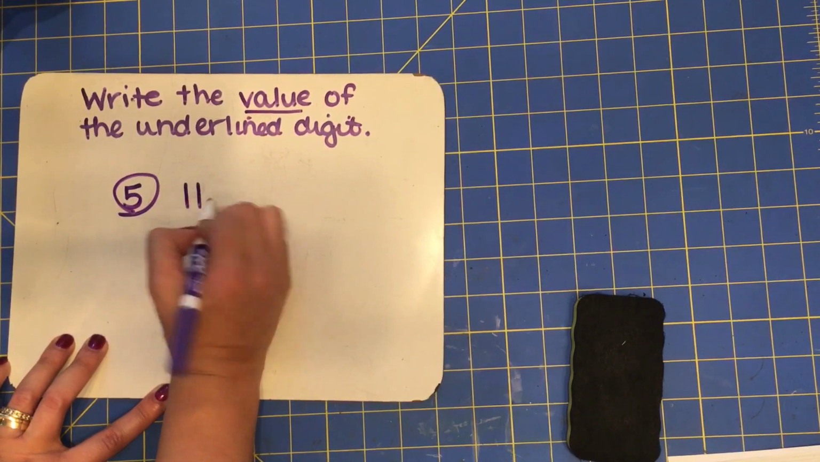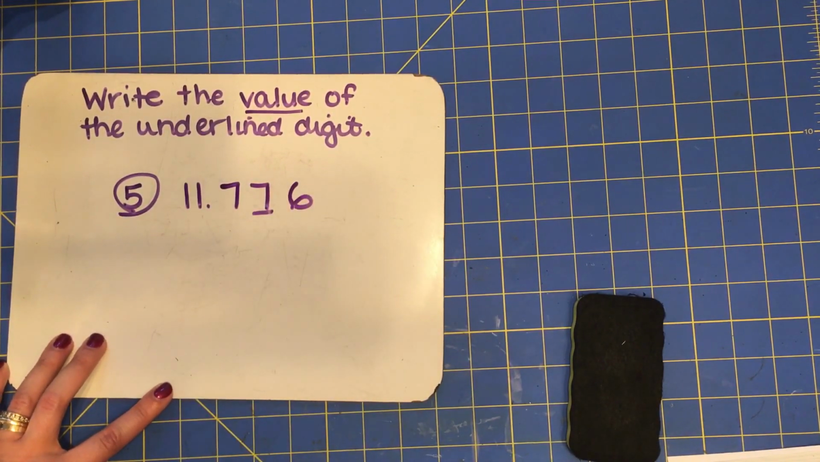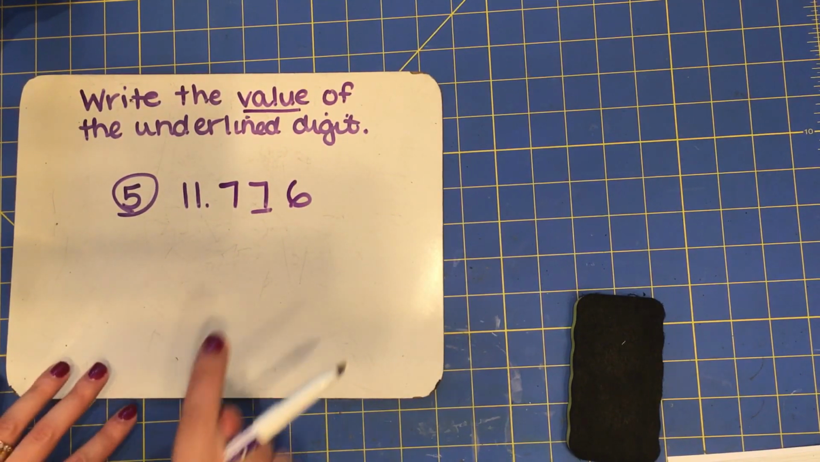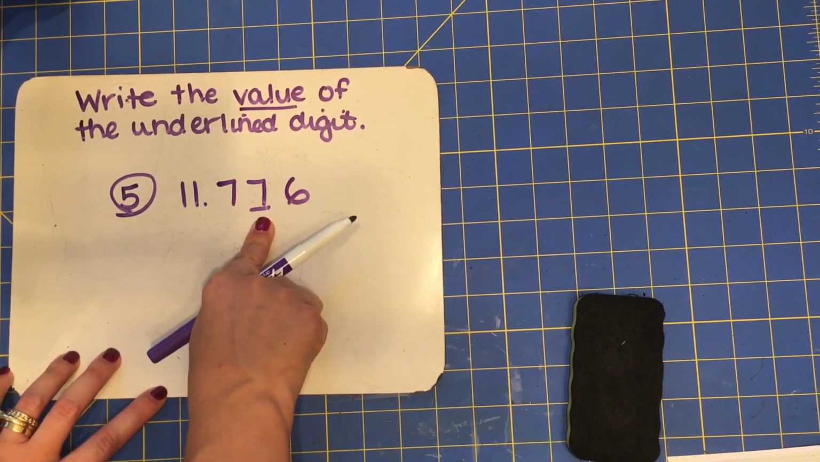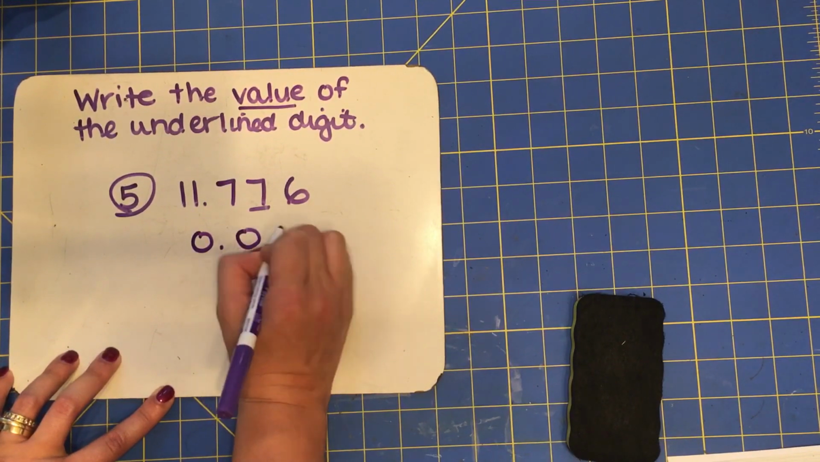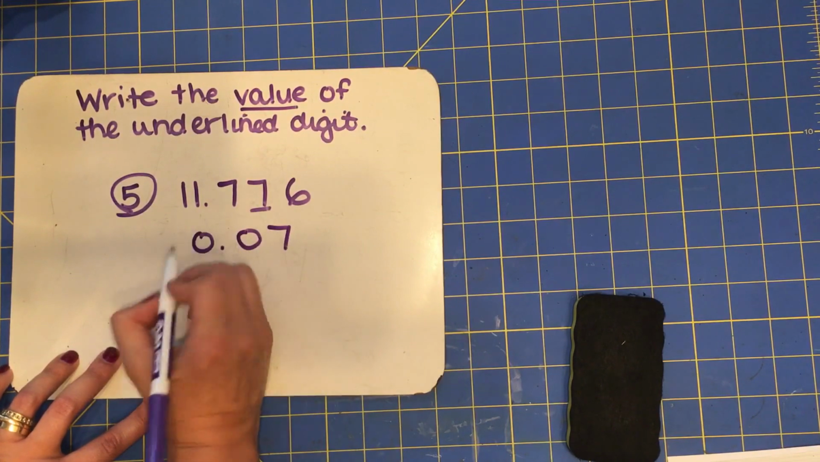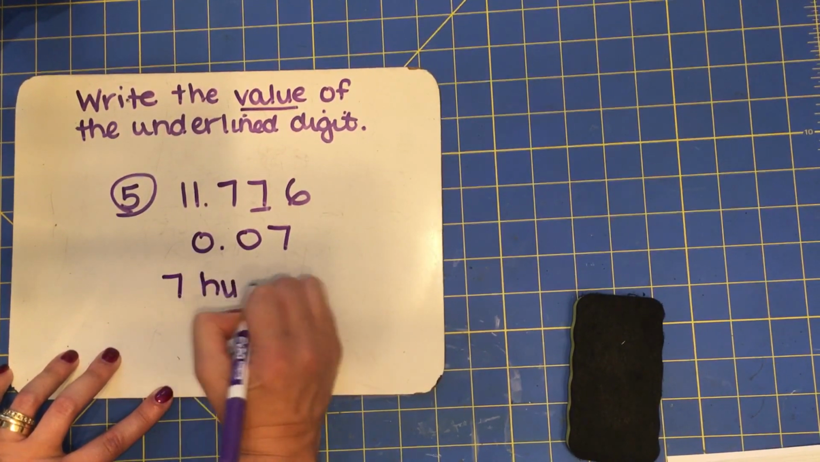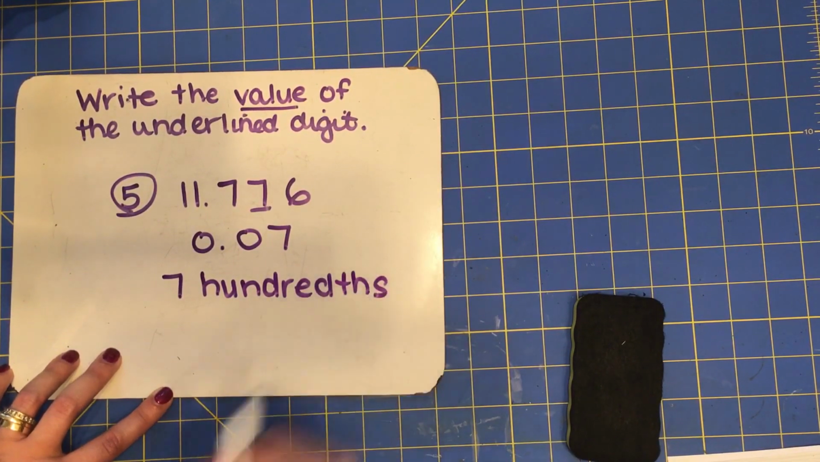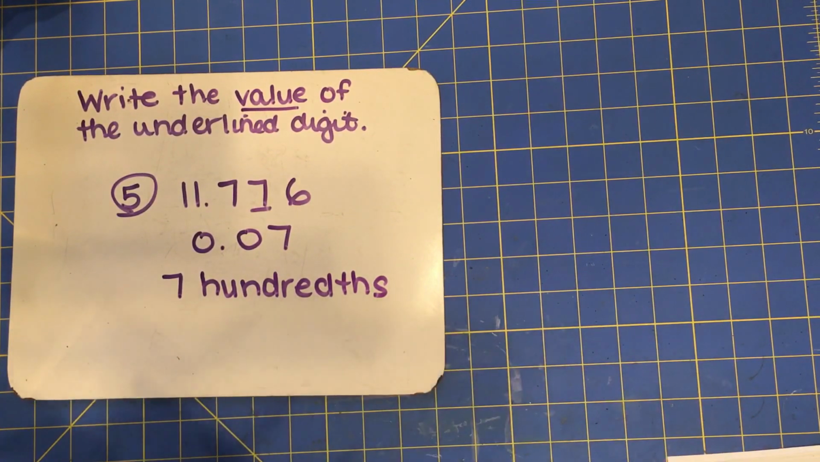And all this was stuff that we reviewed yesterday and we've gone over throughout the chapter. So now we have 11 and 776 thousandths. Now this 7 is in the hundredths place. So in order to tell the value of it, all the other digits turn into zeros and the 7 goes in the hundredths place. So I could write it this way, or I can write it as 7 hundredths. Either way would be an acceptable answer. So I hope you're checking your papers.